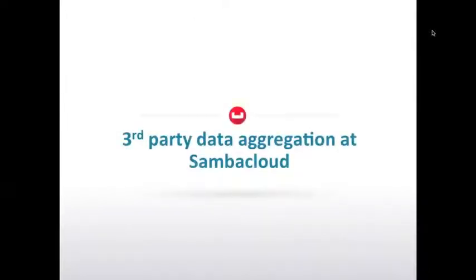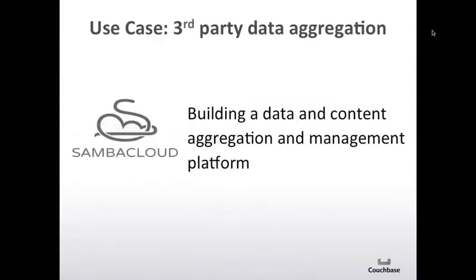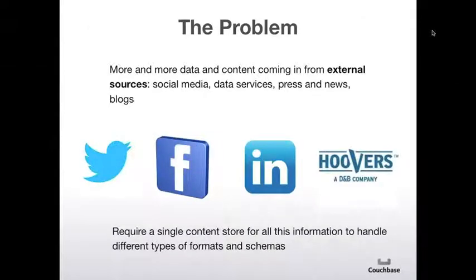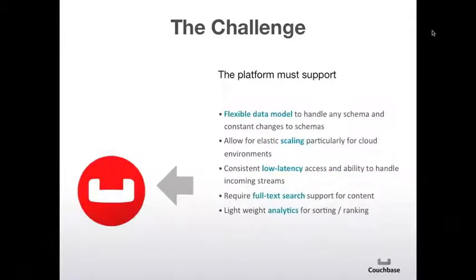So let's look at an example of Samba Cloud, which was using this kind of app and Couchbase. Samba Cloud wanted to build a data and content aggregation and management platform. The problem they had is that they had to have data coming from all the different sources, Twitter, Facebook, LinkedIn, Hoovers, and they wanted a single content store for all this information to handle different types of formats and schemas. As we saw in the application requirements, they definitely needed the flexible data model, the scale, the low latency, the full text search capabilities, and lightweight analytics for things like sorting and ranking of the different streams of content.